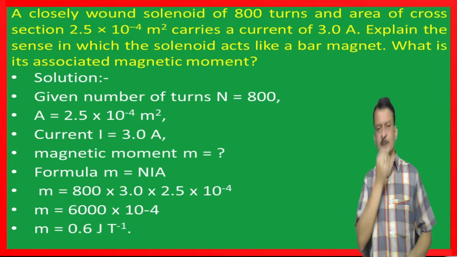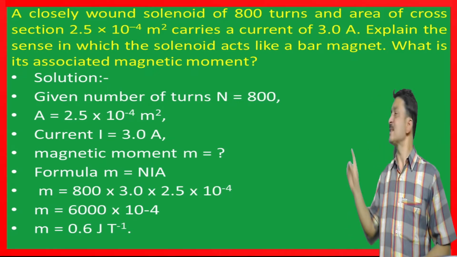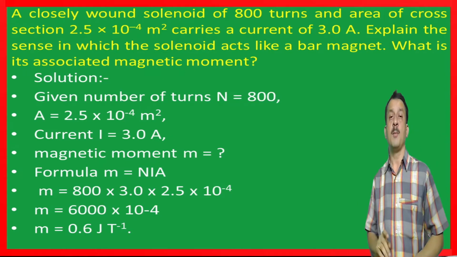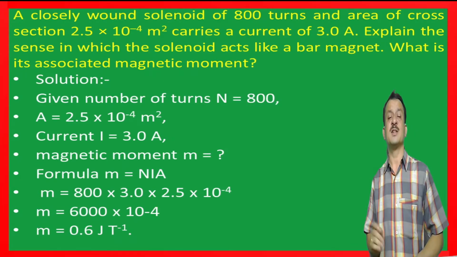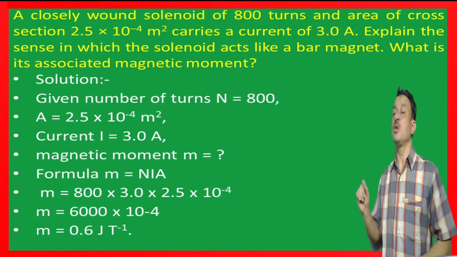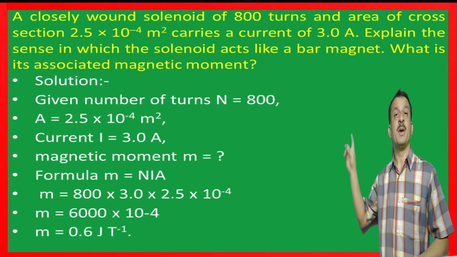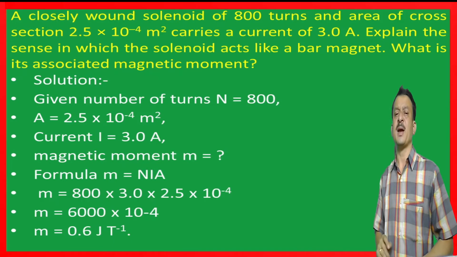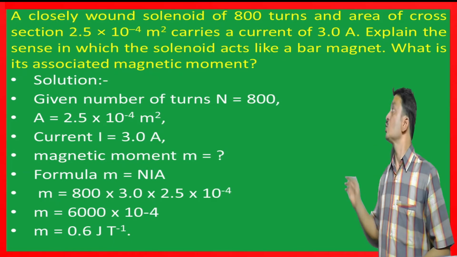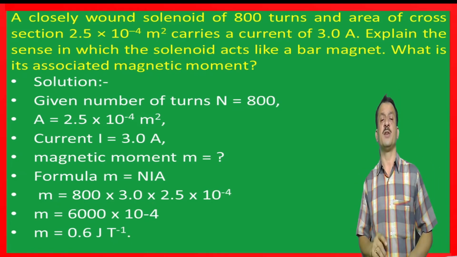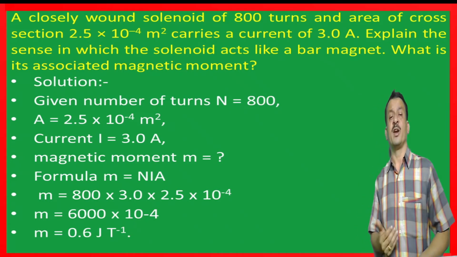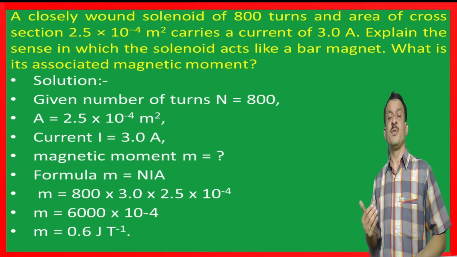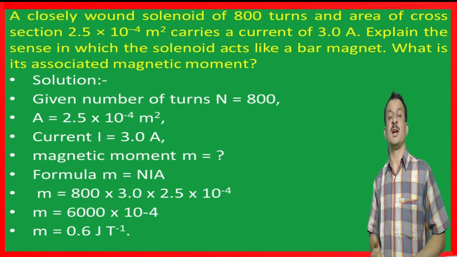Now if you work out that one, we will get 6000 into 10 to the power of minus 4, or further simplification leads to 0.6 ampere meter square or joules per Tesla. That is the magnetic moment of that solenoid. That is its associated magnetic moment that we have calculated.